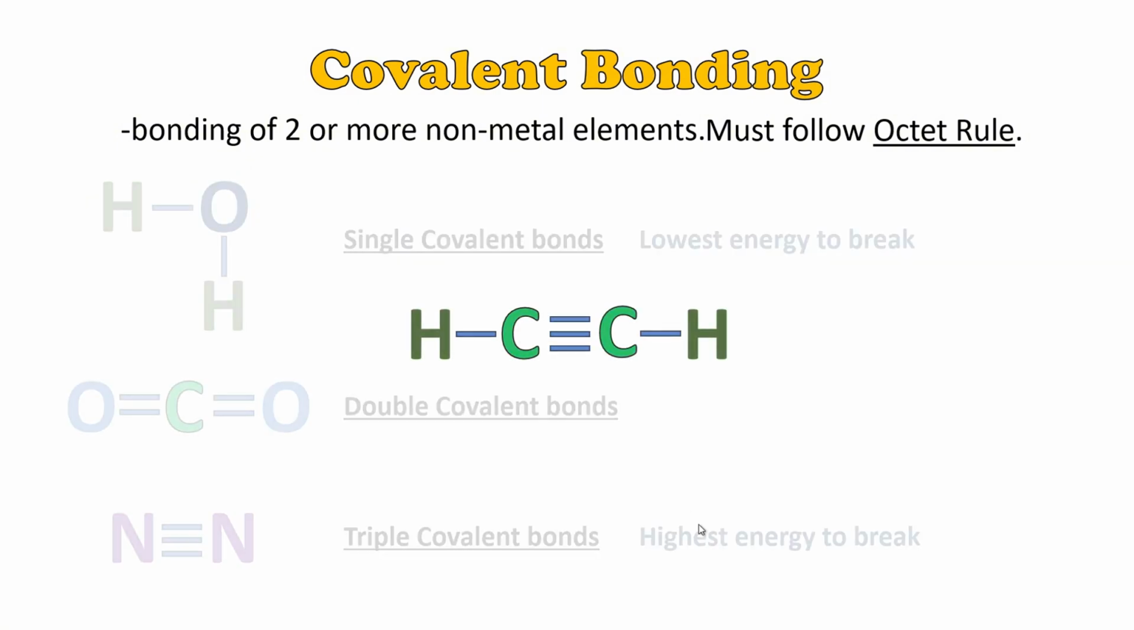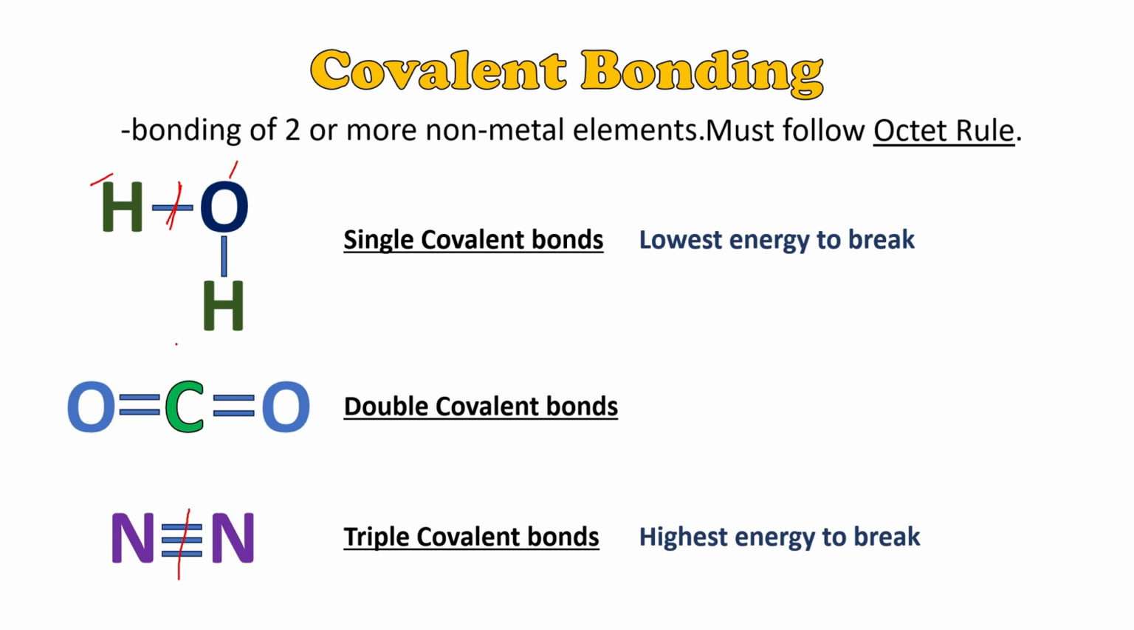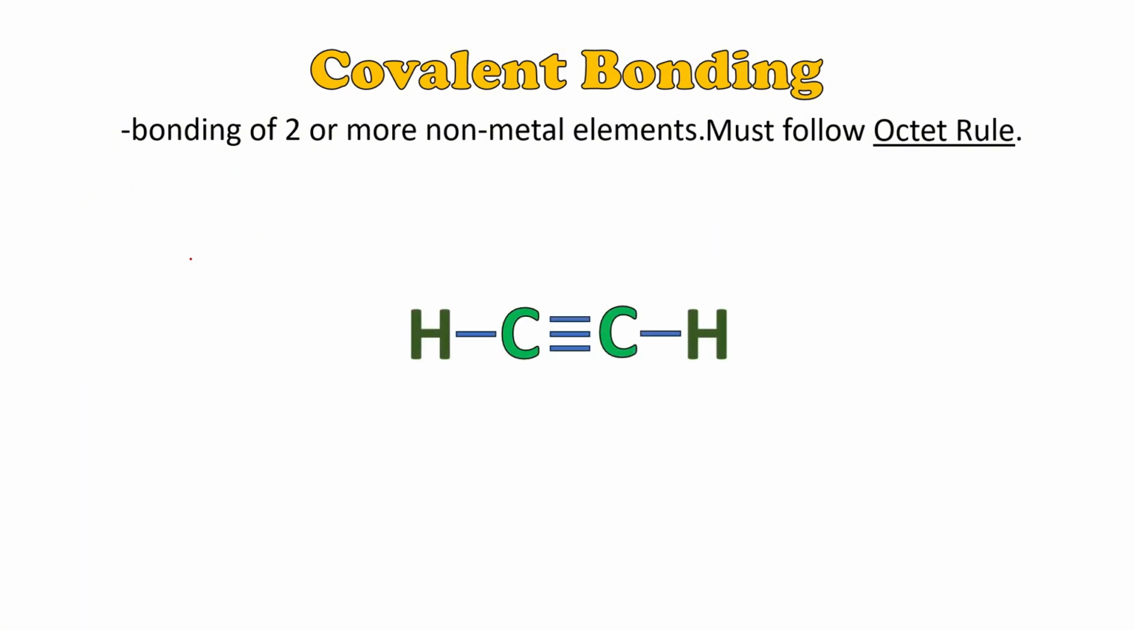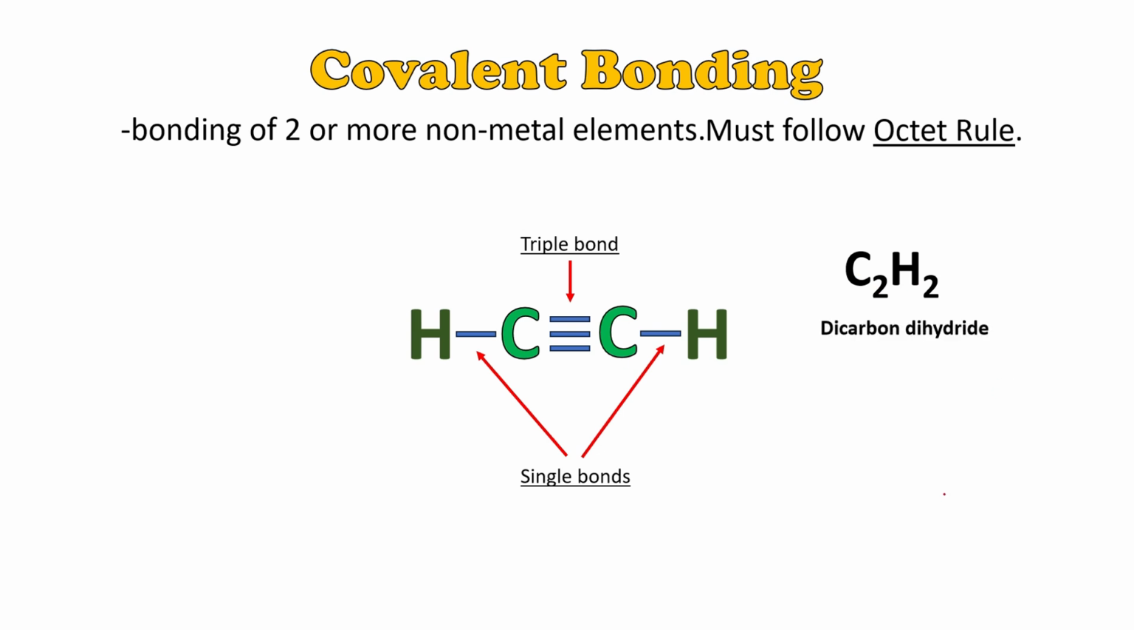Now, aside from that, it doesn't mean that single bonds will be seen only in one compound or one molecule, just like this. There are times that in one molecule, all three of them are present, or two of them are present, just like this example. This is a molecule with single bonds, one here and one here, and with a triple bond in the middle as well. And we call this C2H2 or dicarbon dihydride, or in other words, acetylene.